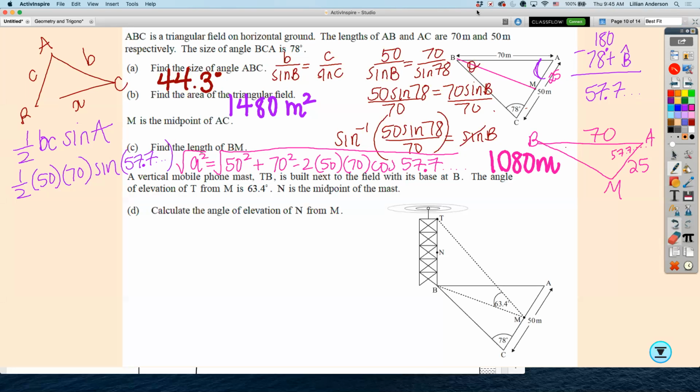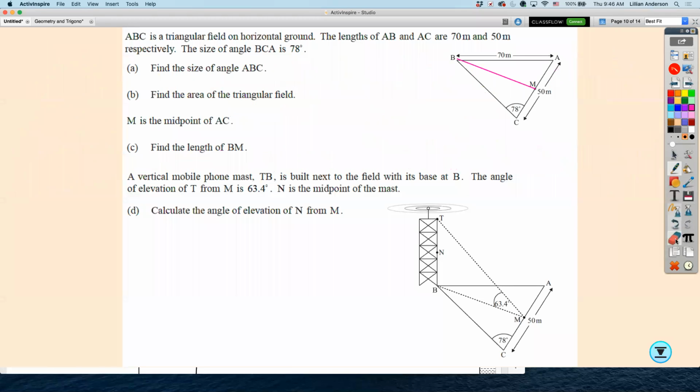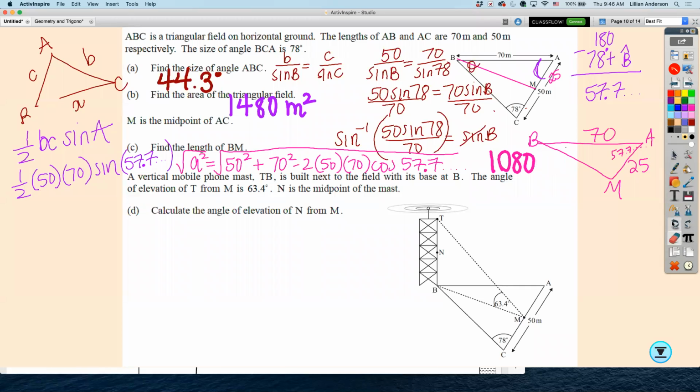Let me get confirmation. So no confirmation on this. Oh, Jesus. There we go. It's actually 60.5. And then don't forget your units.